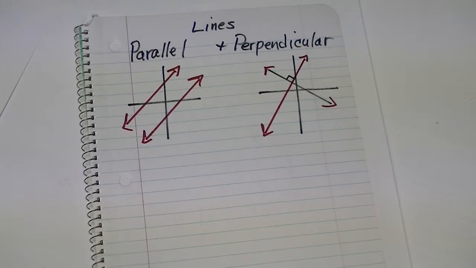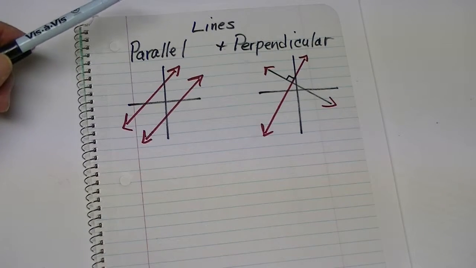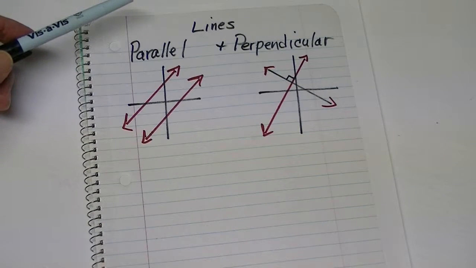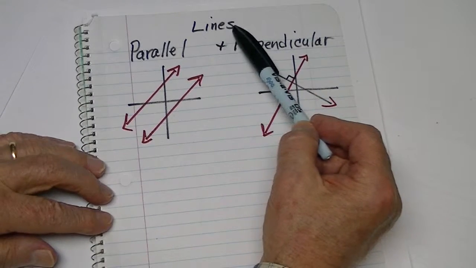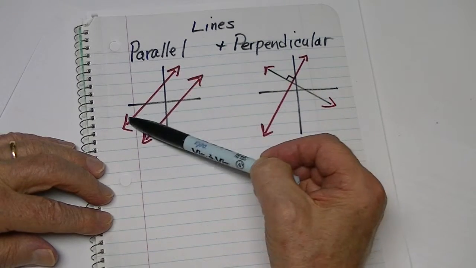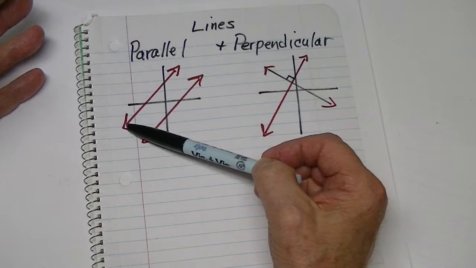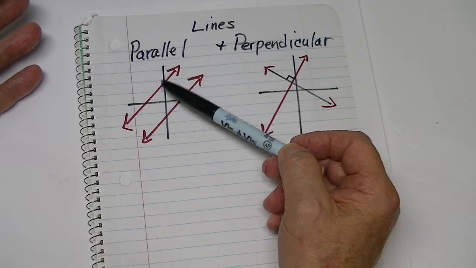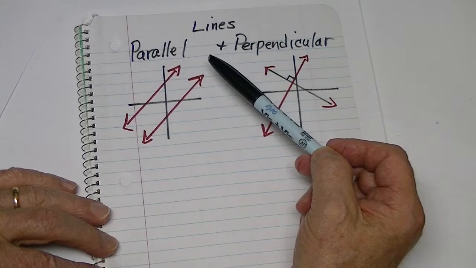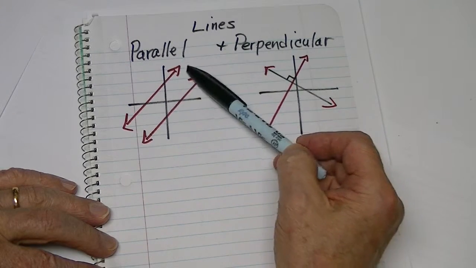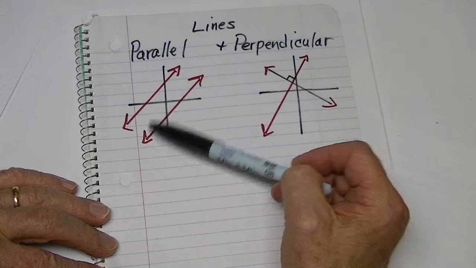Going on now to another topic in Chapter 3. Here we're dealing with lines. And remember, a line is a graph, and a graph is an expression of an equation. And when we plot that equation on a graph, it looks like so, which I have here.